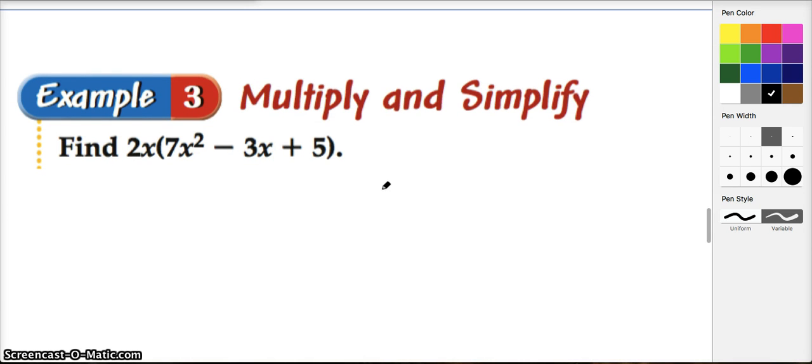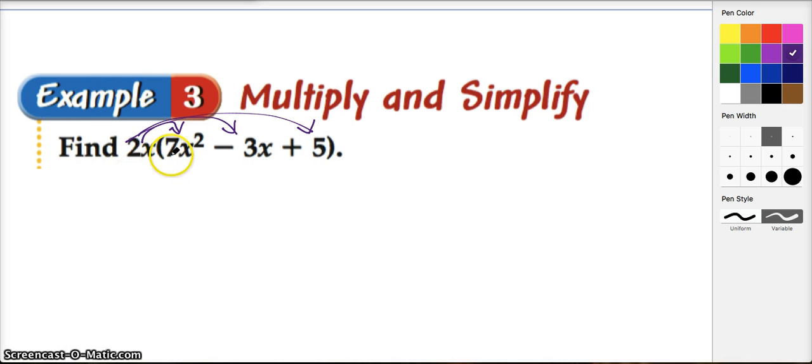Example 3, we're going to multiply. This kind of multiplication is straight up ordinary distributive property. So the thing on the outside, I'm going to multiply throughout everything on the inside. So I'm multiplying this term by all of the terms in this polynomial.